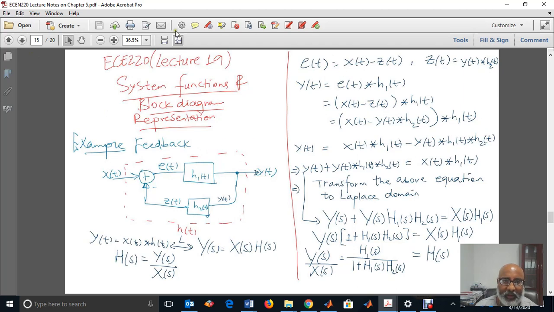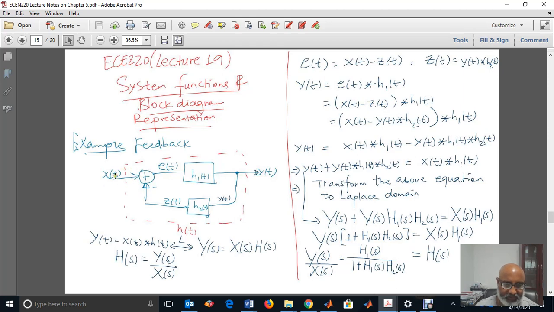Okay, block diagram representation of systems. We represent systems mathematically. That means we give a mathematical expression for systems. We can represent or characterize a system graphically, for example, by giving the impulse response as a function of time, or we can represent systems using block diagrams. In this section, we will see how we represent systems in block diagram.